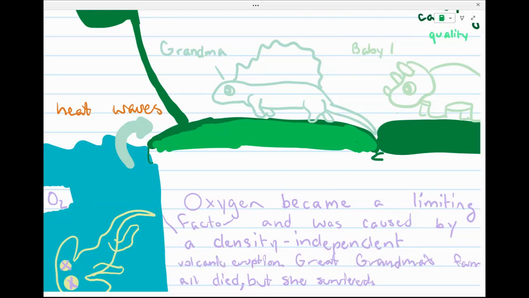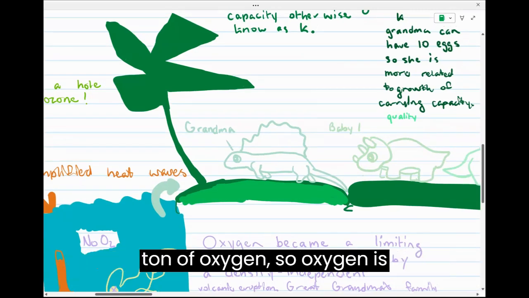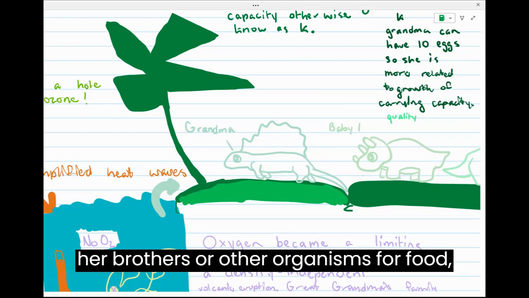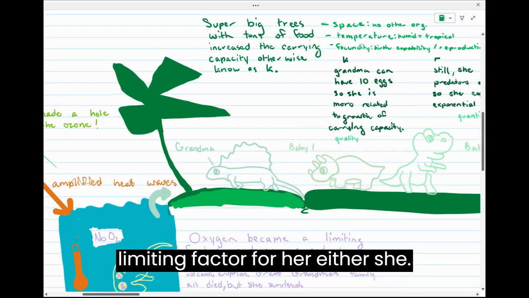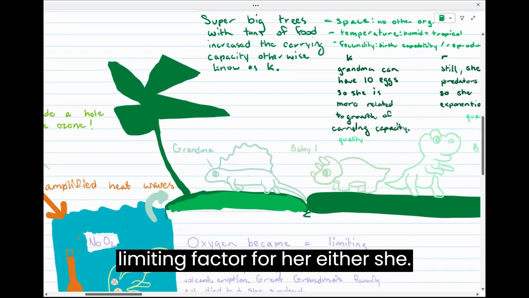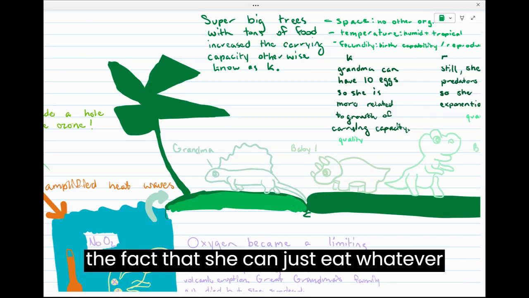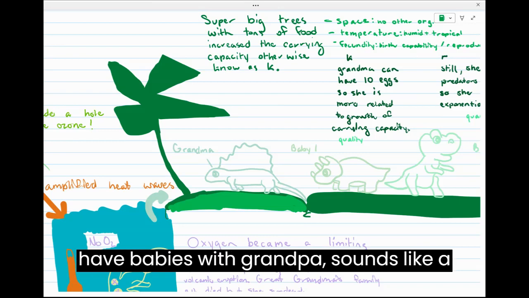She is now above land with a bunch of big plants, and these big plants produce a ton of oxygen. So oxygen is not a limiting factor for her. She also doesn't have to deal with fighting with her brothers or other organisms for food, so she has no competition. That's not a limiting factor for her either. She has a high carrying capacity considering the fact that she can just eat whatever she wants, go wherever she wants, and have babies with grandpa. Sounds like a pretty good gig.